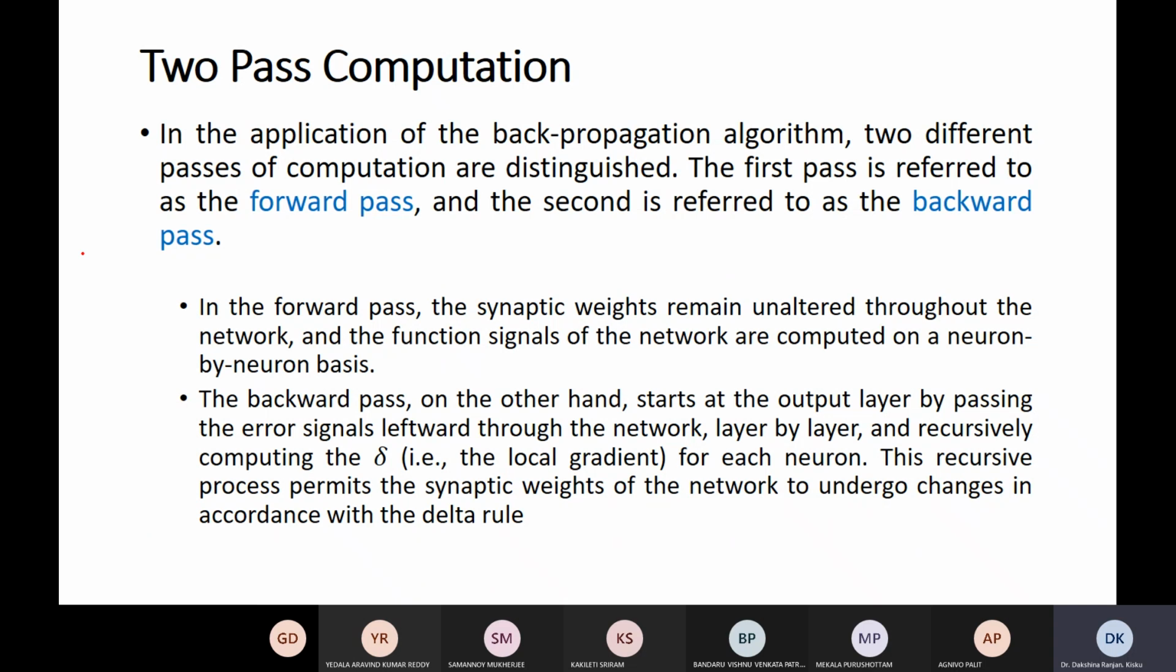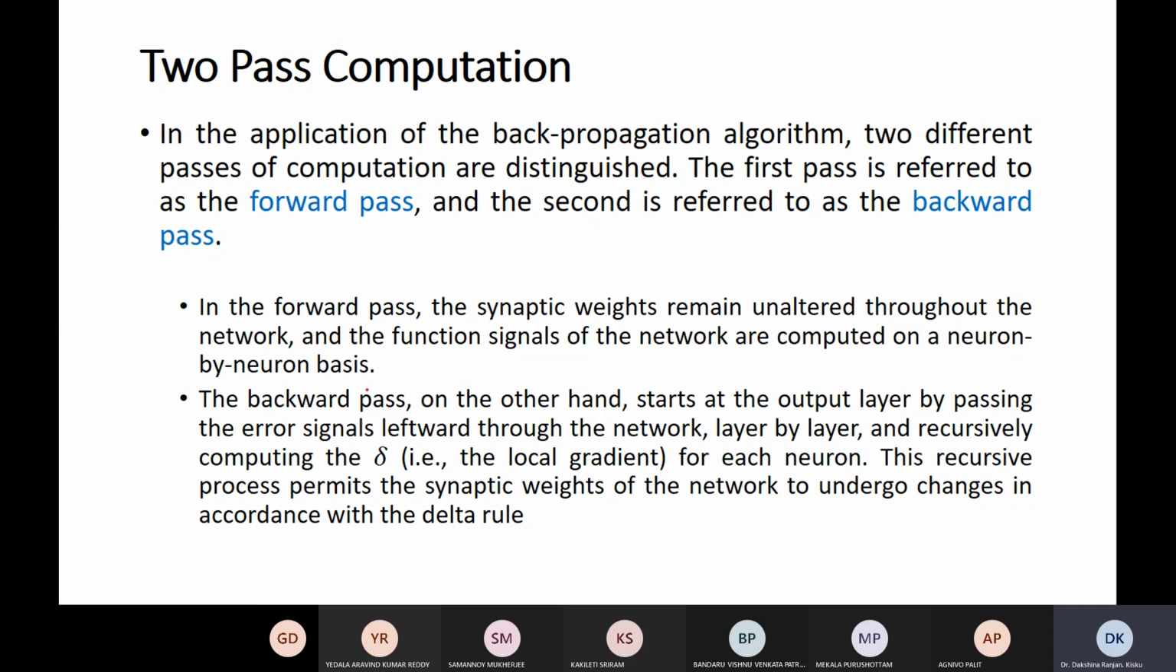Now, in the application of the backpropagation algorithm, two different passes of computation are distinguished. The first pass is referred to as the forward pass, and the second is referred to as the backward pass. What is the forward pass? In the forward pass, the synaptic weights remain unaltered throughout the network, and the function signals of the network are computed on a neuron by neuron basis.